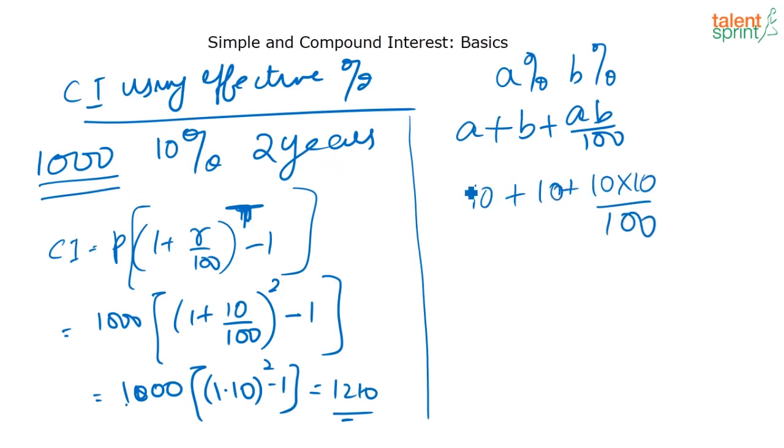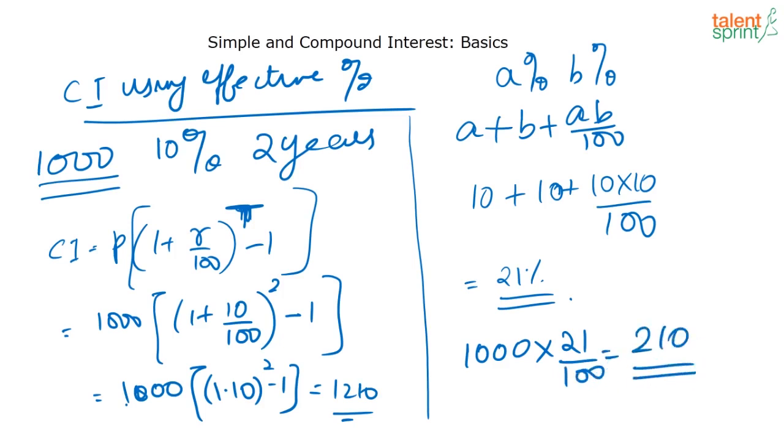See, they are asking for 2 years. So you have only two variables, 10% is happening 2 times. Just think of it that way and solve. So when you solve 10 plus 10 plus 10 into 10 by 100, what do you get? 20 plus 1, or 21%. So we can say that for this 1000 rupees there is a total interest of 21%. What will be the final interest that I get? 1000 into 21 by 100, that is equal to 210. So this is a much easier way to arrive at the answer. This is the compound interest that I get, and the total amount that I get will be 1000 plus 210.